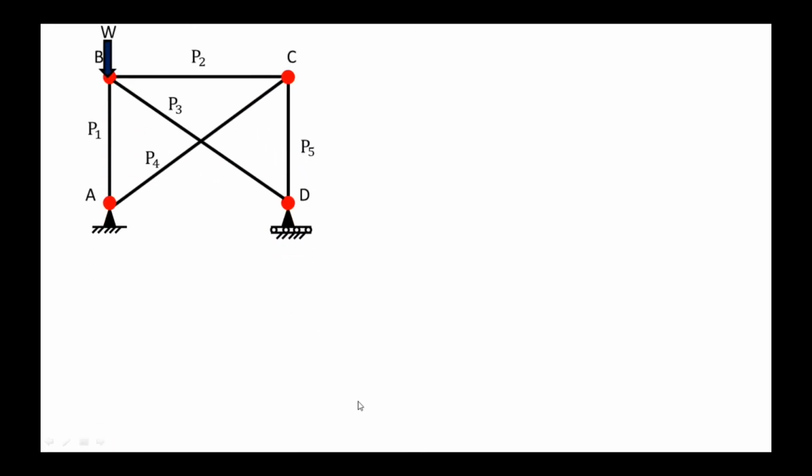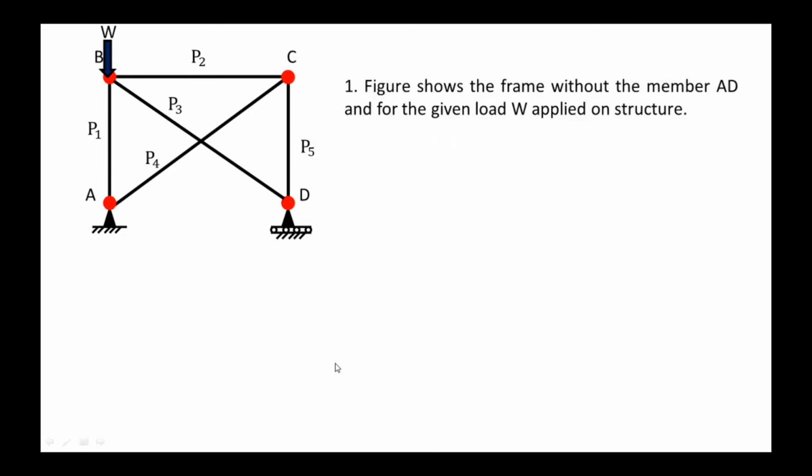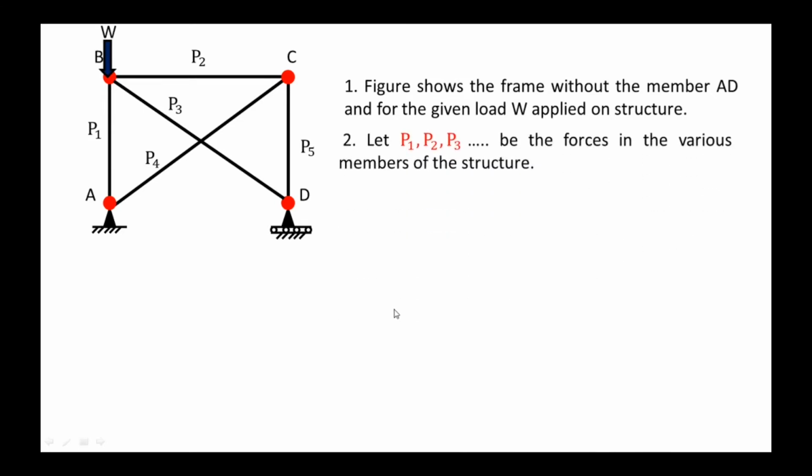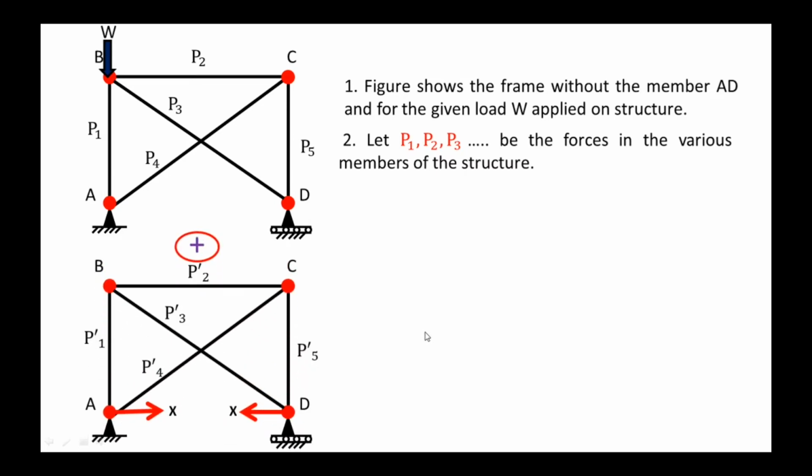Now suppose here the frame where the member AD is removed, and the structure is loaded by the load W at B as before, and P1, P2, P3, P4 are the forces developed in the frame due to this applied load W. Now this is not equivalent to our original frame. So how does this become equivalent? Here we are adding another frame.